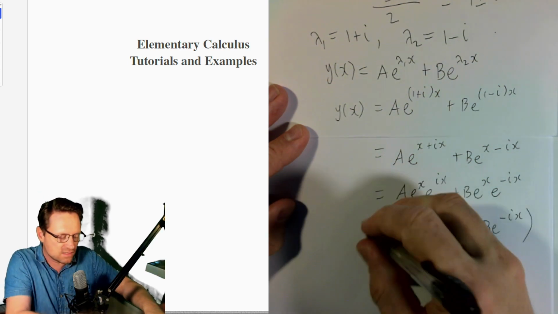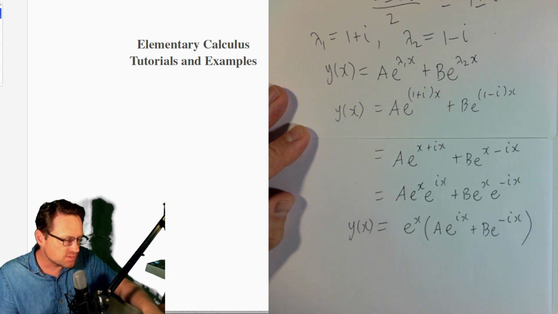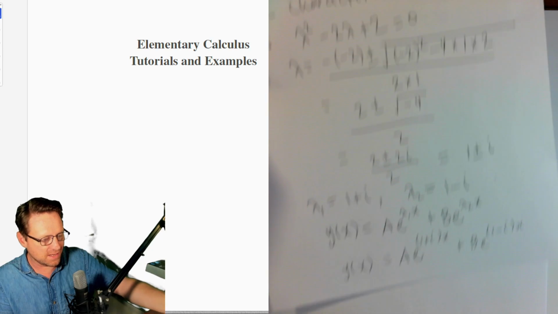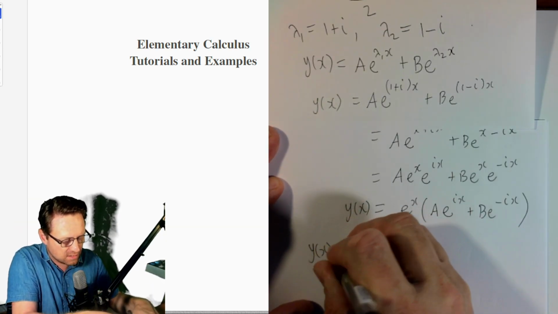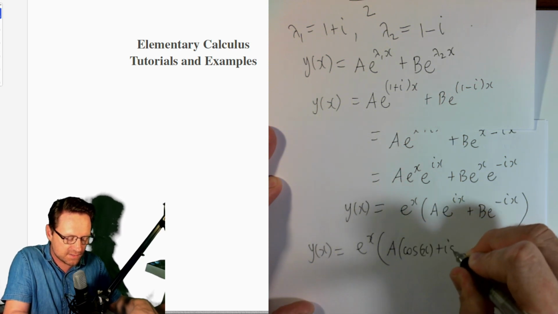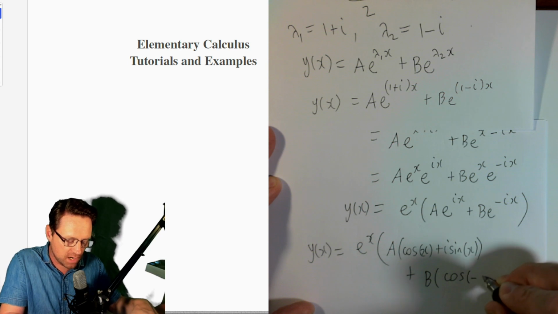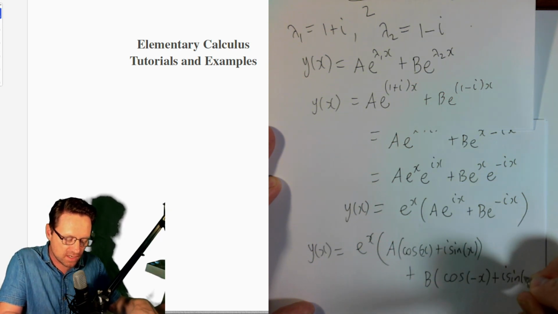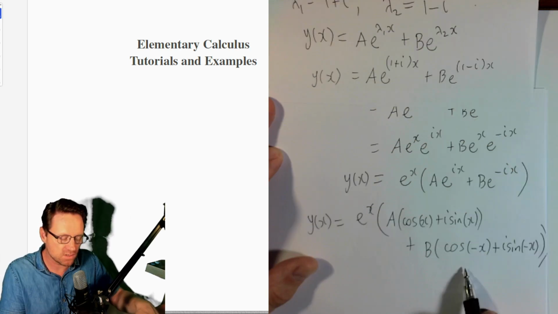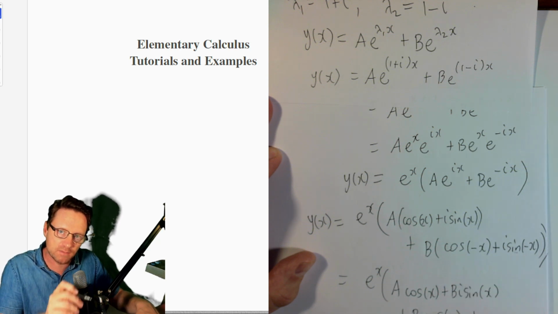Okay, so we've got this. This is our y of x so far. But there in the exponent, we have a complex number. So what we want to do now is use this result on e to the ix. And so we have y of x is e to the x times a, in brackets, cos x plus i sine of x. And then we have plus b times cos of minus x plus i sine of minus x. Okay, now cos of x is the same as cos of minus x. So cos of minus x is cos of x. And now sine of minus x is the same as minus sine of x.